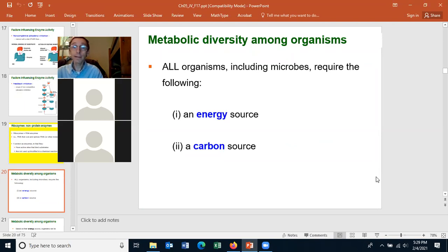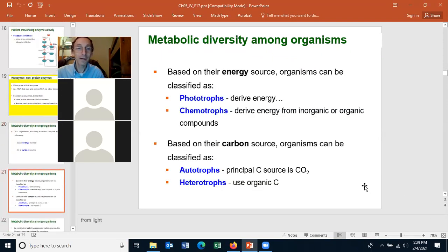All right. So we can classify all organisms by where they get their energy source and their carbon source. If an organism, and we're talking mostly about microorganisms, gets its energy needs from light or the sun, we call it a phototroph. They derive their energy from light. And green plants, I think everybody knows, are phototrophs.